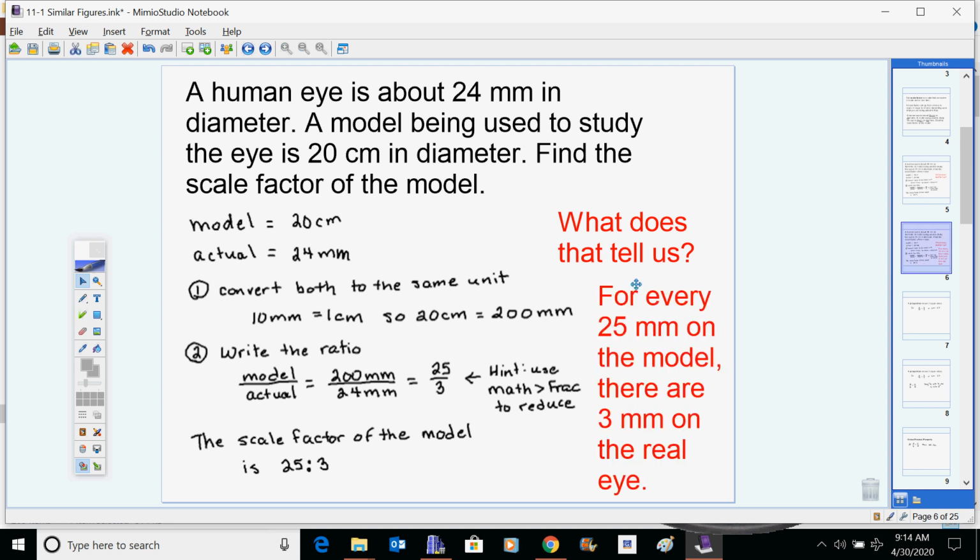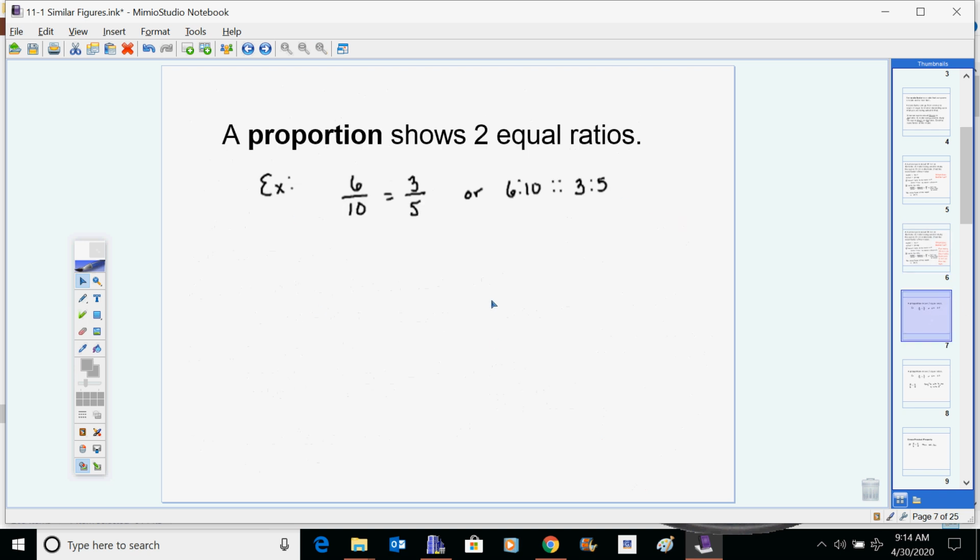All right? What it tells us is what I just said a second ago. For every 25 millimeters on the model, there are 3 millimeters in the real eye, and that can be very, very helpful, especially to those who are needing to study about the eye. Okay? All right, so a proportion shows 2 equal ratios. This is where it can be useful.